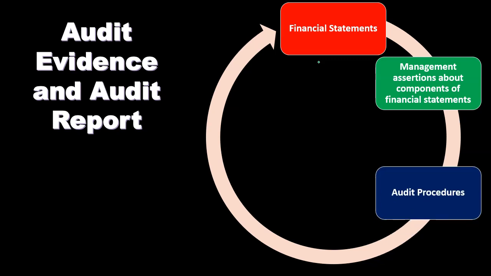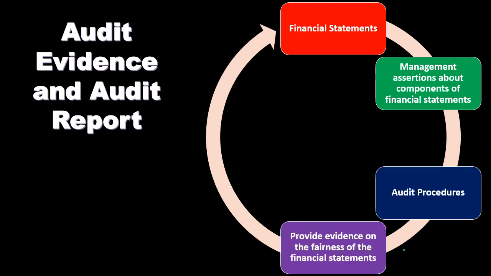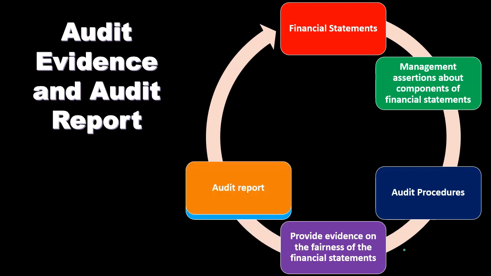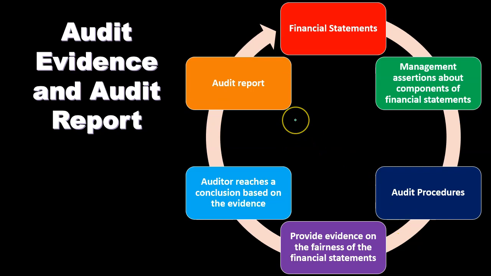Then we're going to basically test those assertions. We're going to go through audit procedures in order to do that testing of those assertions. We'll provide evidence on the fairness of the financial statements. We're going to document the evidence that we have found on the fairness of the financial statements. Then the auditor is going to reach a conclusion based on the evidence. We're going to take the evidence that we put together of the fairness of the financial statements. Hopefully, the hope is that the financial statements are reported fairly in accordance with the standards, such as generally accepted accounting principles. Then we issue the audit report.